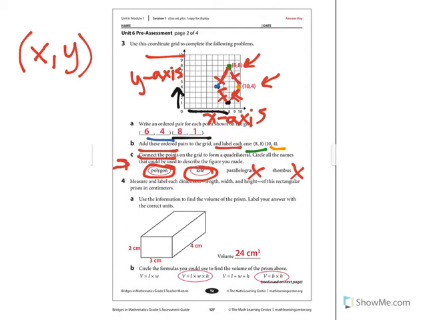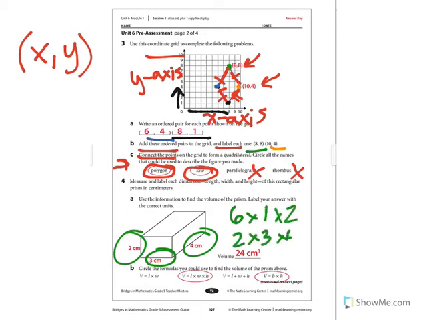Now, number 4. If you have a question like this on your test, you will be given the measurements, so that's a little bit different. Whatever you chose here to represent is absolutely fine as long as you wrote your equation down. Maybe you chose 6 times 1 times 2. Maybe you chose 2 times 3 times 4. Whatever it is that you wrote down, that's okay.